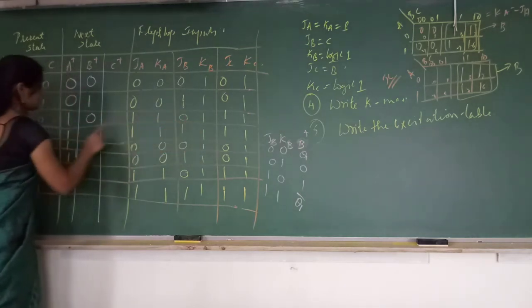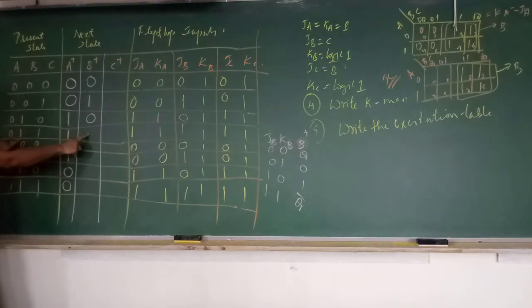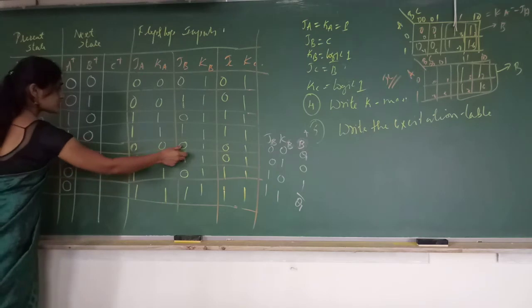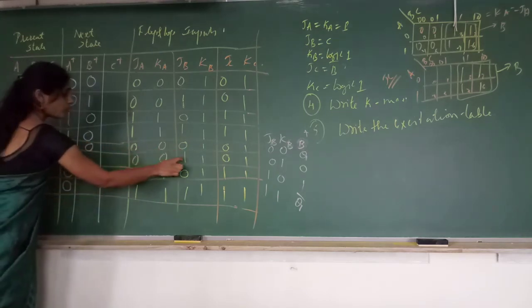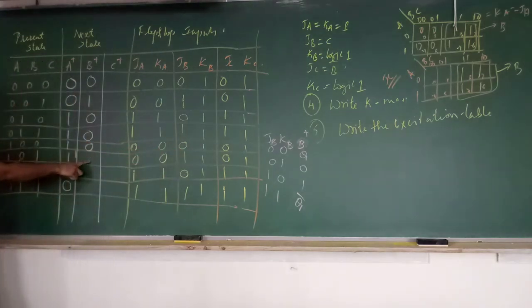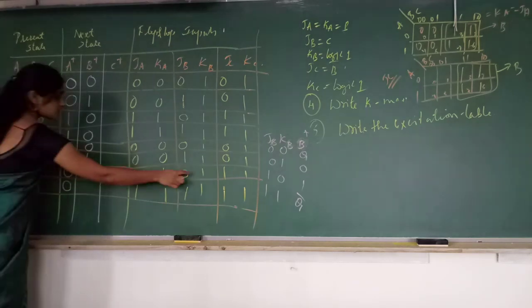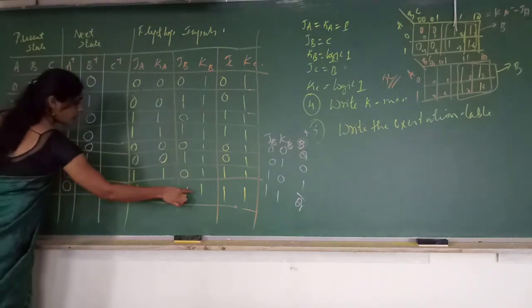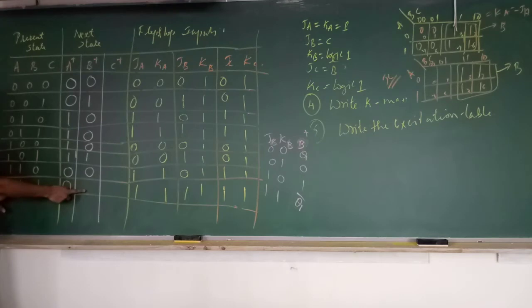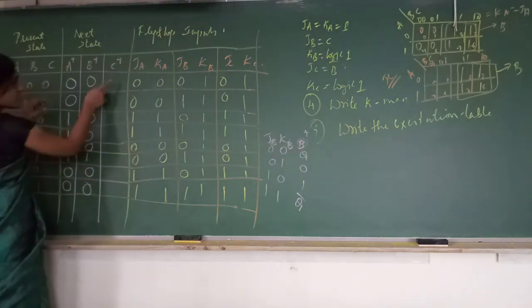1 1: next state is the complement of previous state. The previous state is 1, so now it will be 0. Now 0 1: 0. 1 1: next state is the complement of previous state. So it is 0. Now JC, KC.